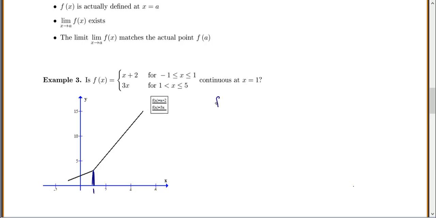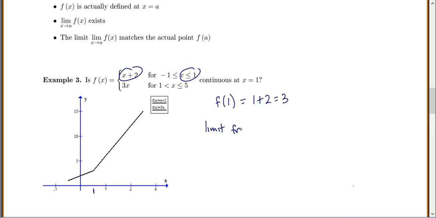Let's see, what is actually f of 1? To find f of 1, I say, where is 1 defined? So they actually define 1 right here on the top function. So let's plug in 1 there. So 1 plus 2 equals 3. Okay, now let's find the limit. So when we look at limits, we have to see what are these numbers approaching, and we want to check from the left and right to make sure that they match up.